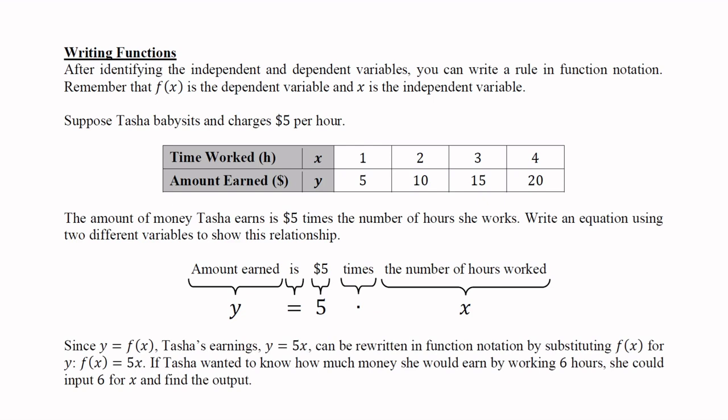Since y equals f of x, Tasha's earnings, y equals 5x, can be rewritten in function notation by putting f of x in for y. So f of x equals 5x. If Tasha wanted to know how much money she would earn by working 6 hours, she could input 6 for x and find the output.